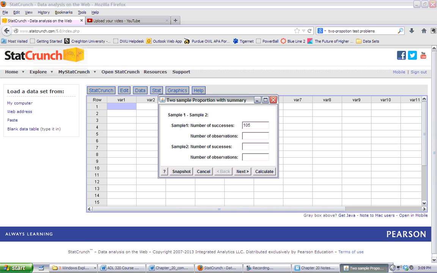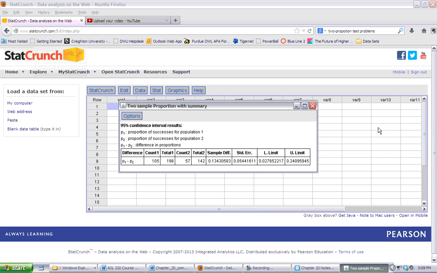105 out of the 196 men developed the cold, and 57 out of the 142 women developed the cold. This time, though, we are looking at a confidence interval, and our problem asks for the 95% confidence level, so we will leave that the same. You can click on next or calculate. The next step again is just that store output and data table, which we don't need to do. So click on calculate, and we will be given our confidence interval.